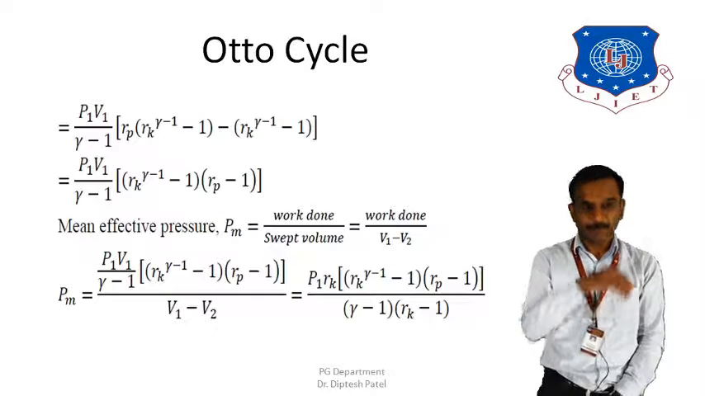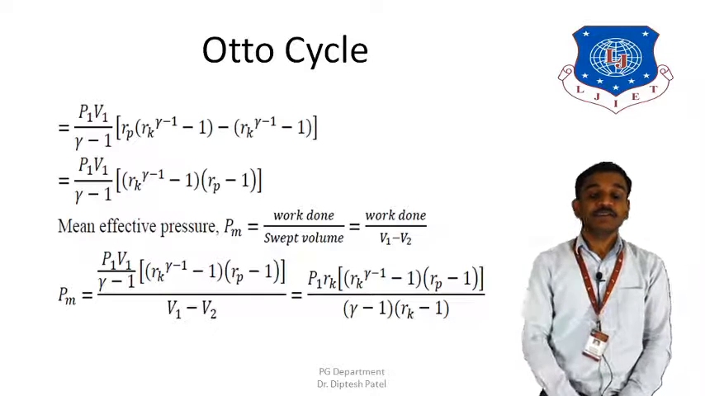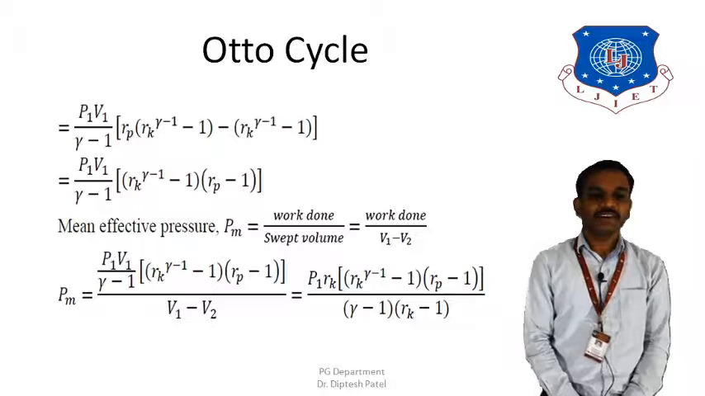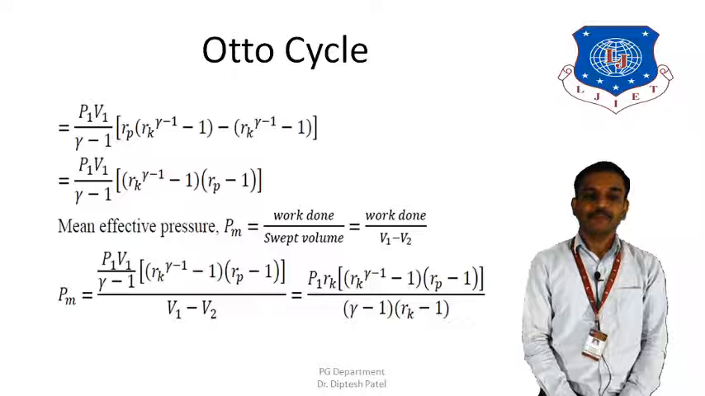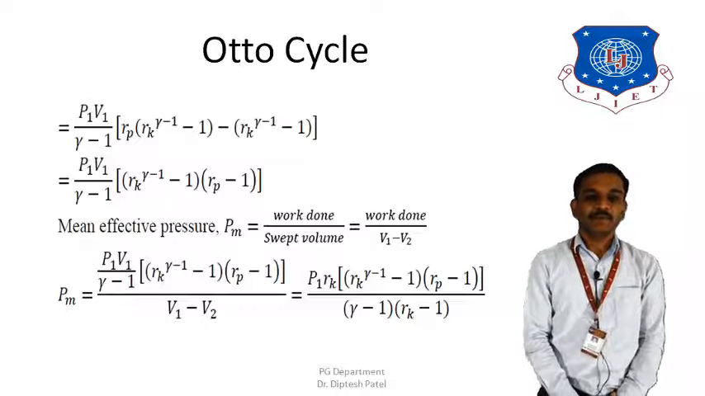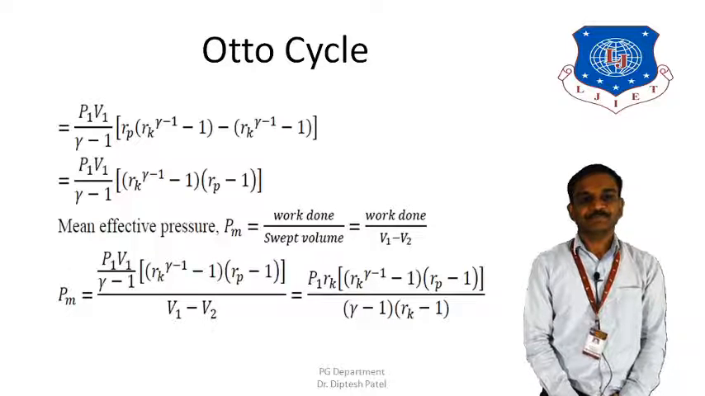So here we are going to put the equation of work done straight away, divided by swept volume, that is V1 minus V2, and that is equal to P1 Rk inside the bracket (Rk^(gamma-1) - 1)(Rp - 1) divided by (gamma - 1)(Rk - 1). So that is the mean effective pressure in Otto cycle.